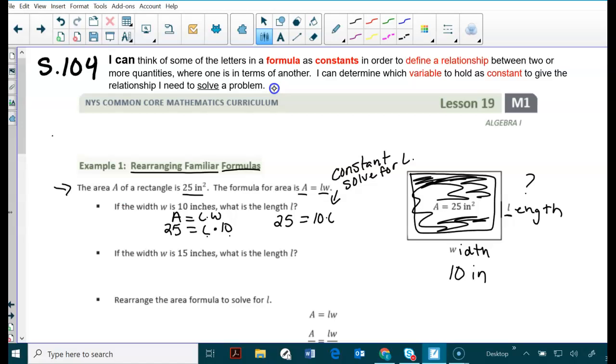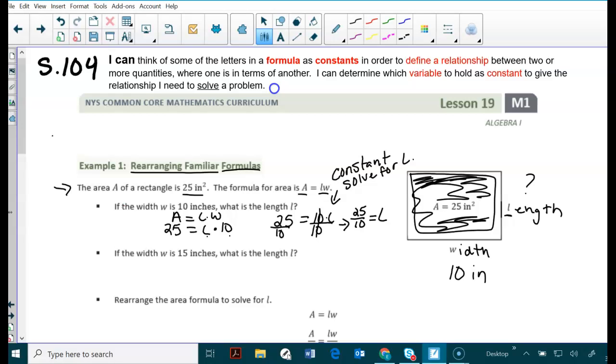So to do that, 10 times L, I have to get the 10 to the left side of my equal sign. I'm going to do the opposite, and that's to divide. 10 divided by 10 is 1. We 1'd it out, which means we would cancel. And on this side, 25 divided by 10. This leaves us with 25 over 10 equals L.